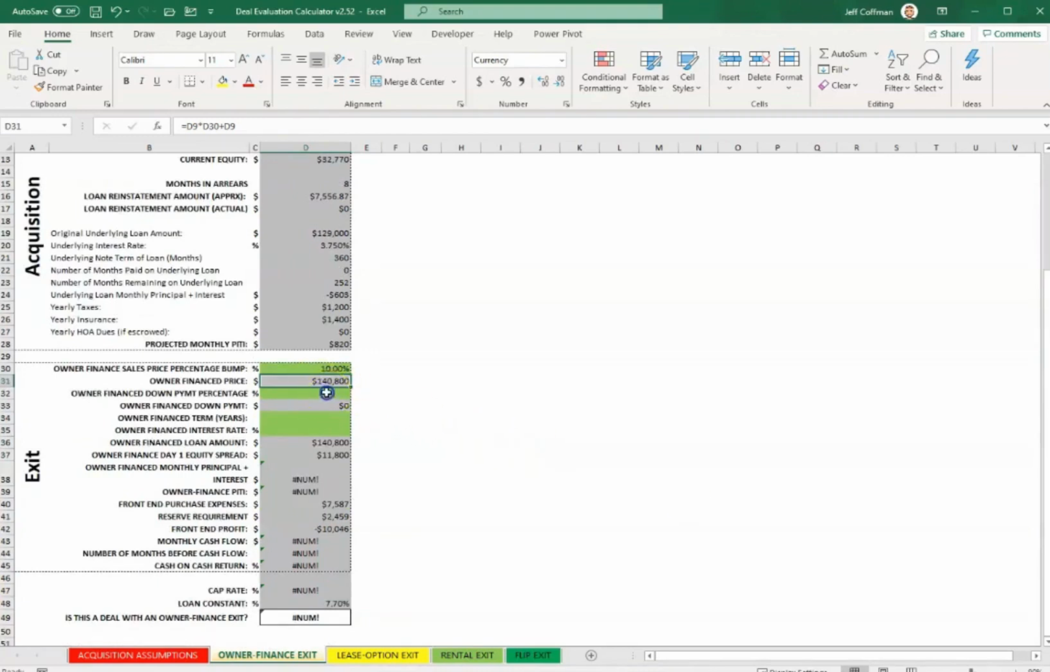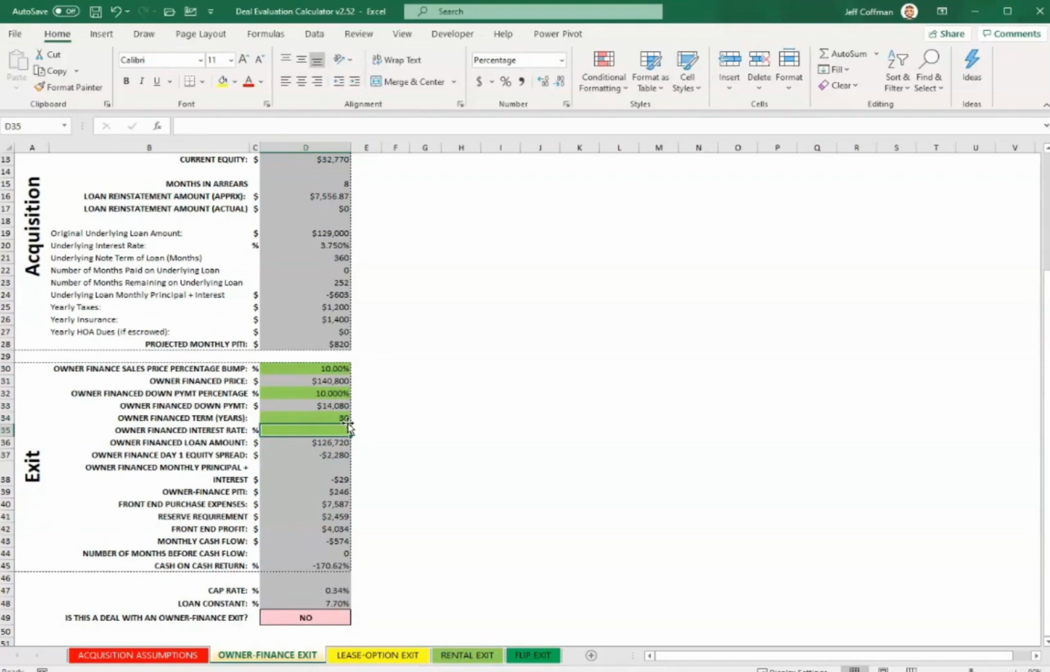I'm also going to require a down payment, and you can work these numbers any way you choose. I start at 10% on this. So I know that if I start at 10%, it's 10% of my sales price. So I'm going to be receiving an upfront payment from the new buyer of $14,080. Owner finance term: how long am I going to owner finance this property to that buyer? And this is in years. I'm going to choose a 30-year term.